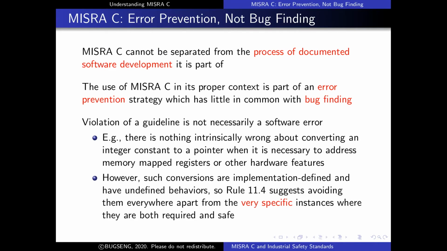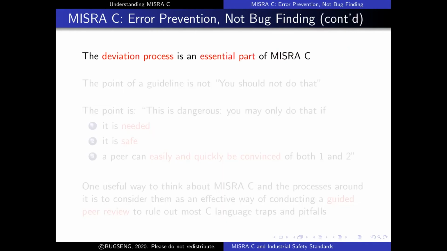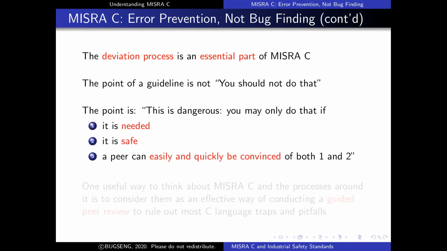And this is a general point about MISRA C. Okay, the deviation process is an essential part of MISRA C. The point of a guideline is not you should not do that. The point is to warn you, look, this is dangerous. You can do this only if it is needed, if it is safe, and if your peer can easily and quickly be convinced of 1 and 2, that it is both needed and safe. If it takes half an hour to explain to your colleague why this is safe, it's not good for MISRA. Okay, it must take a few seconds to understand that this is okay.